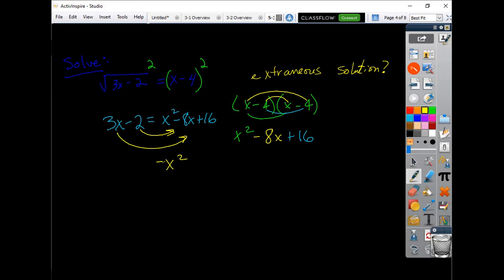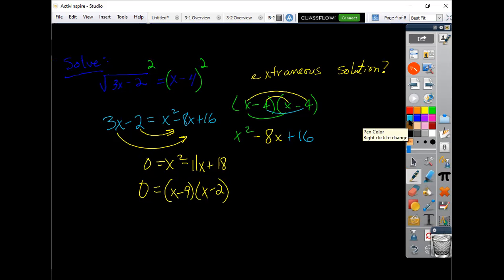So my x squared doesn't change. I subtract 3x from 8x, giving me a negative 11x. And add 2, and I've got an 18. On first thought, that looks nice because 9 times 2 is 18 and adds up to that. So x minus 9 and x minus 2, if you factor. I believe that's how that's going to work out.